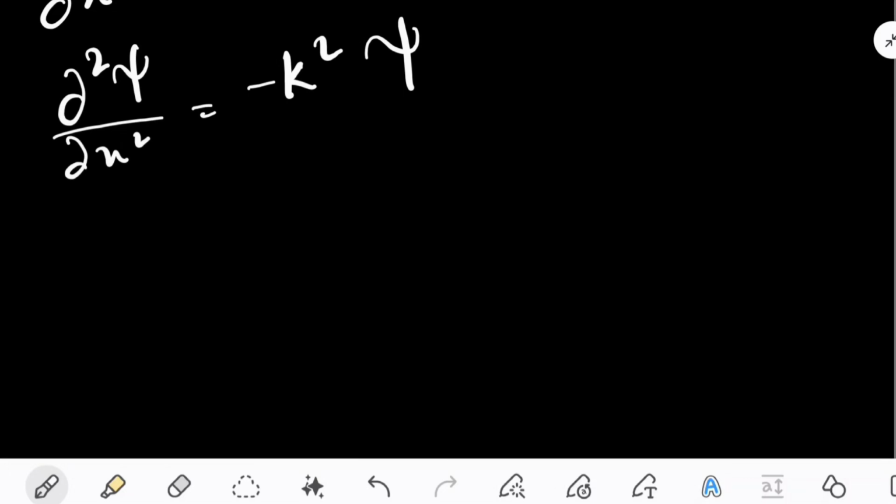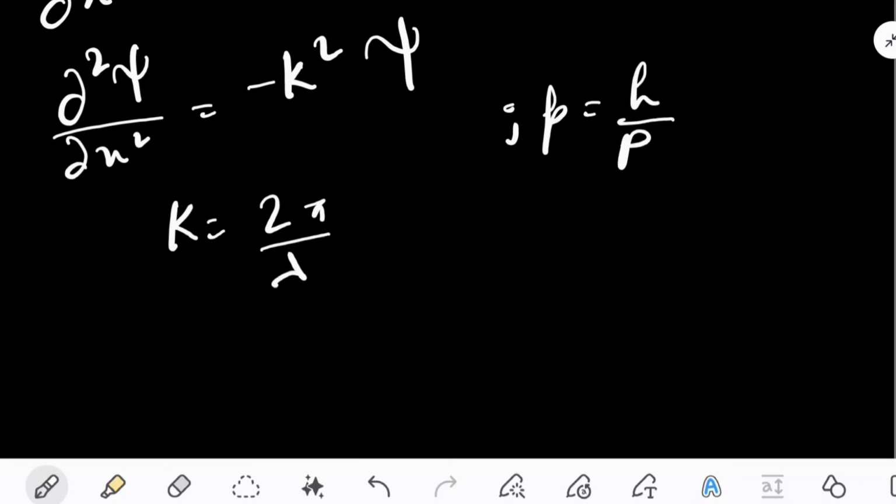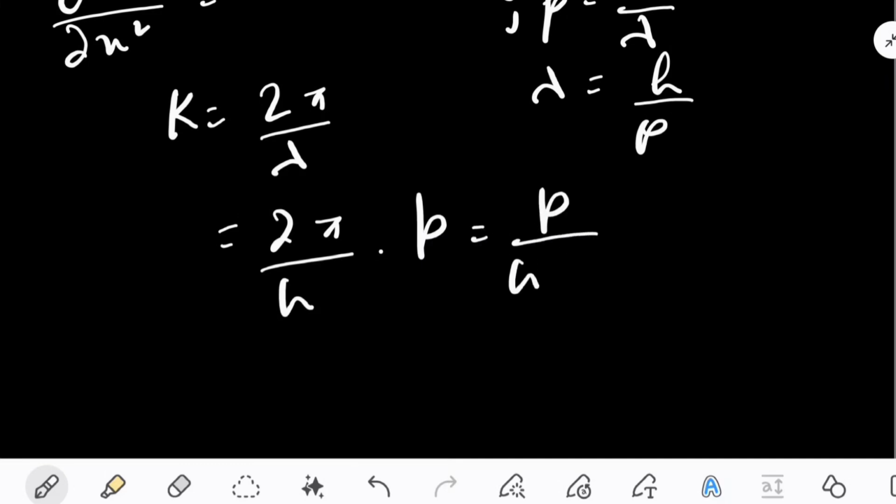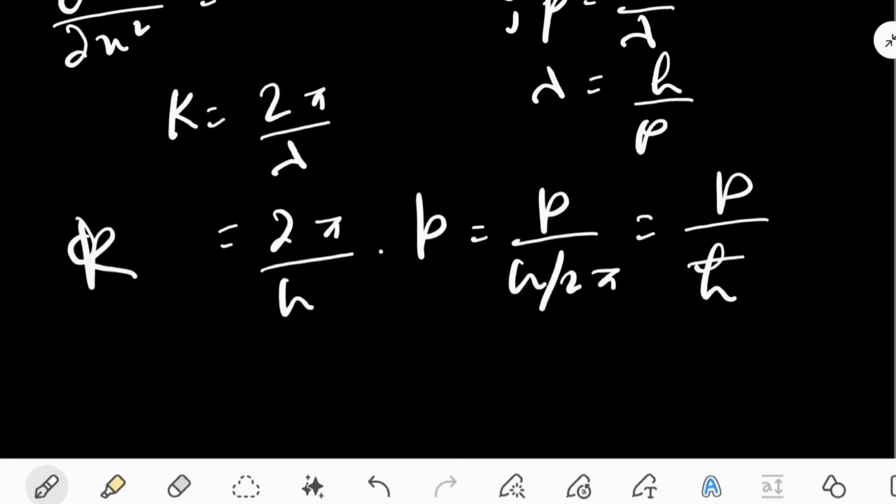Now what is k? k is the wave vector, and k is equal to 2 pi by lambda. And we all know that momentum is equal to h by lambda. So you get lambda is equal to h by p. Now just substitute this: you get 2 pi by h into p, which is p by h by 2 pi, which is equal to p upon h bar. You all know this. So you get k is equal to this quantity.